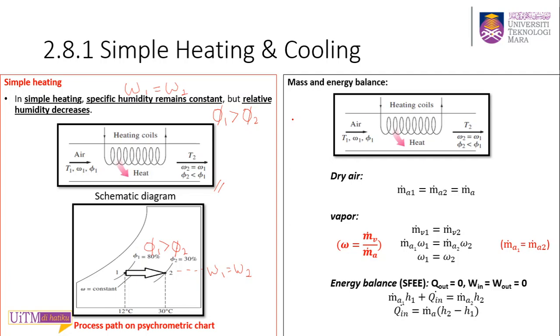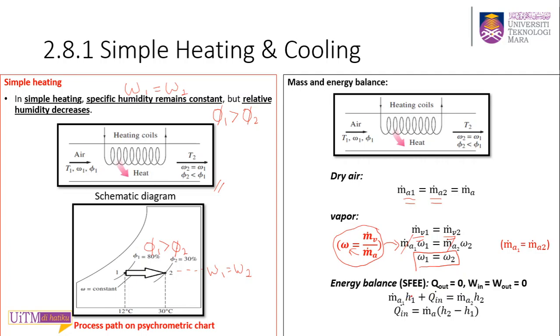For mass and energy balance, dry air entering the system must be equal to dry air leaving the system. For water vapor, vapor entering the system must equal vapor leaving the system, and we know that omega equals m_v over m_a, so we can cross multiply and replace m dot v with m dot a omega. Using this equation, we can substitute m dot v. Since m dot a1 equals m dot a2, we can cancel and get the expression omega 1 equals omega 2.